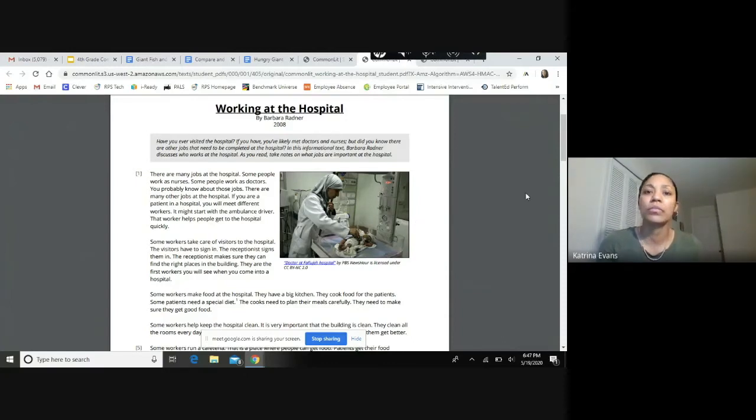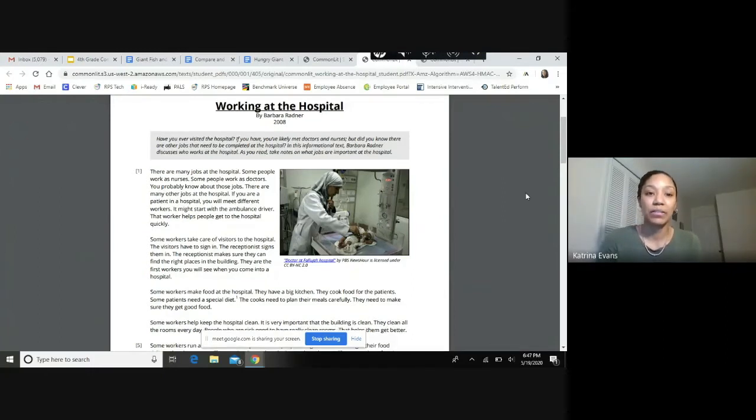Now, I chose this story because in the news, we're hearing a lot about coronavirus and how people have had to go to the hospital. And we know that the doctors and the nurses are there to help people who are sick with this virus. But there are other people who work at the hospital that we don't see that help keep the hospital running, that help these patients get well. And we don't even think about how their role is important. Okay, let's continue to read.